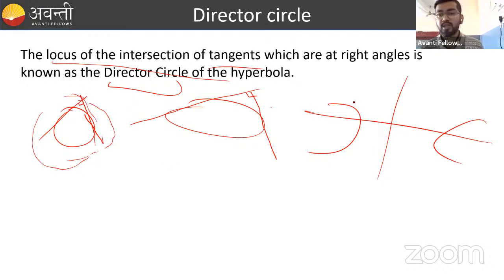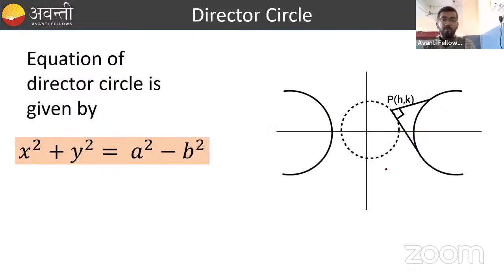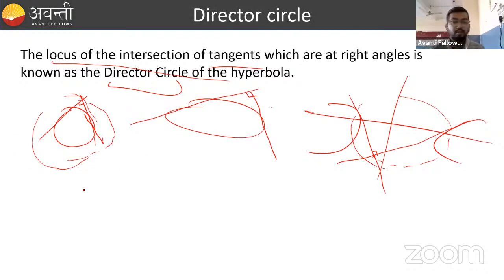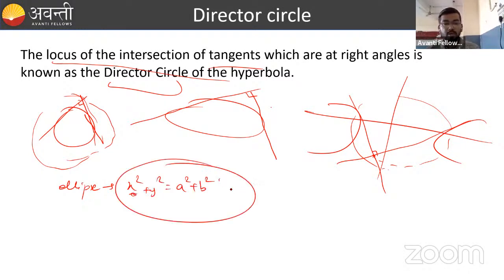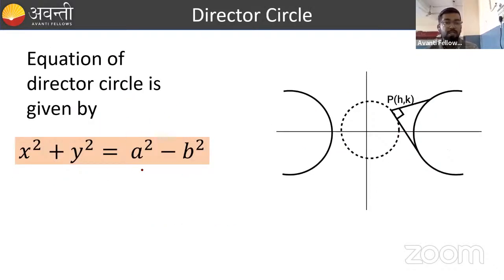So here also, if you draw perpendicular tangents, you have to find the locus of this point, right? So the equation of the director circle for the hyperbola: you remember the equation of the director circle for the ellipse was x square plus y square equals a square plus b square. Similarly for the hyperbola it is x square plus y square equals a square minus b square.